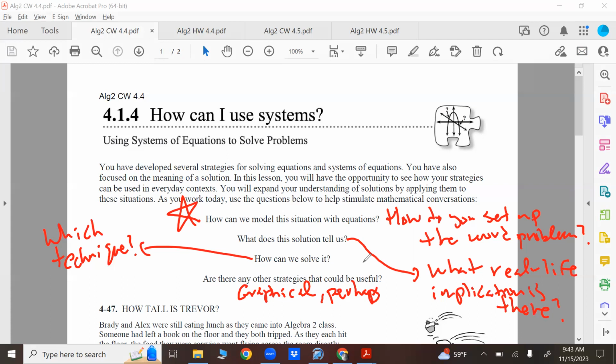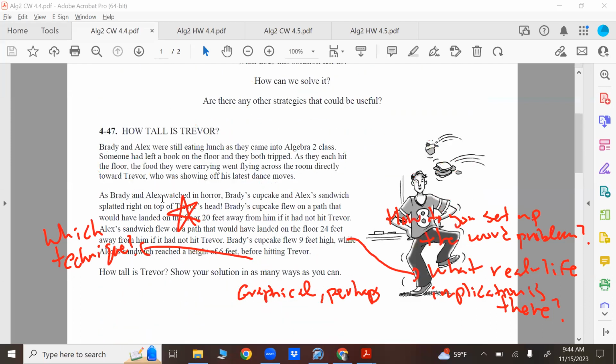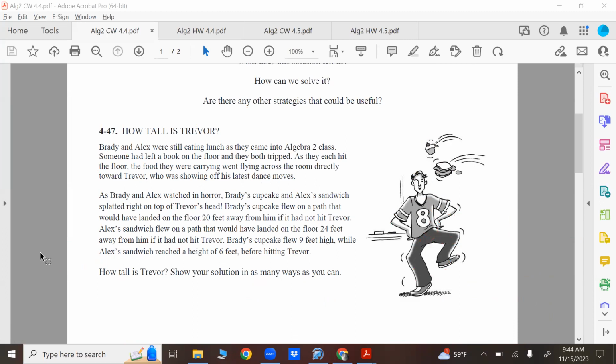Okay, so let's look at this story here. I guess I'll give you guys another copy. Sorry. Okay, so Brady and Alex were still eating lunch, and they came to Algebra 2 class. Someone left a book on the floor, and both tripped. As they hit the floor, the food they were carrying went flying across the room directly toward Trevor, who was showing off his latest dance moves. Okay, that's kind of silly. All right, anyway, as they're watching in horror, Brady's cupcake and Alex's sandwich splatted right on top of Trevor's head.